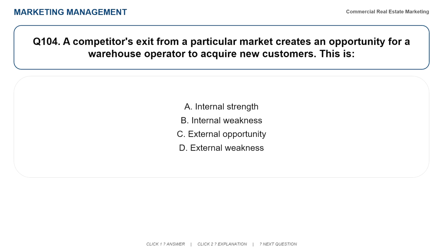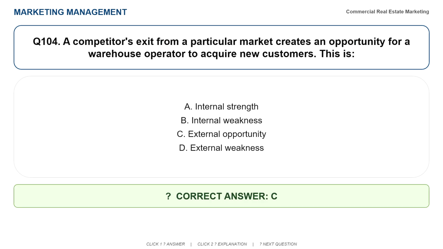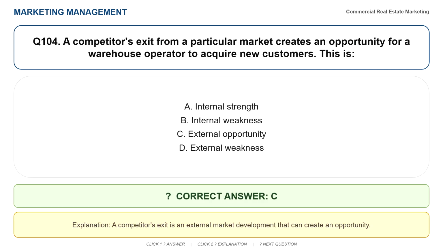Question 104. A competitor's exit from a particular market creates an opportunity for a warehouse operator to acquire new customers. This is: Option A, internal strength. Option B, internal weakness. Option C, external opportunity. Option D, external weakness. The correct answer is C. Explanation. A competitor's exit is an external market development that can create an opportunity.